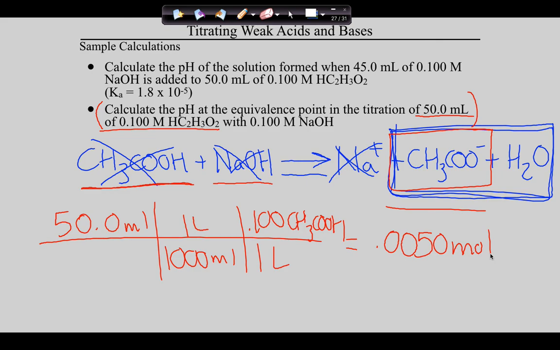So guys, tell me why we can't plug that number into the ice box. It's not a molarity. So now we need to convert this into a molarity. Molarity is moles divided by liters, which is 0.0050 moles. What's our volume? 100 milliliters, 50 plus 50. 0.1 liters. That moves it in the other direction, right? So it's 0.05 molar. Is that correct?